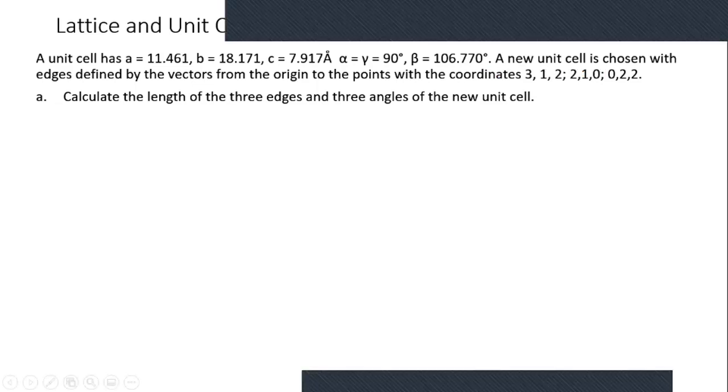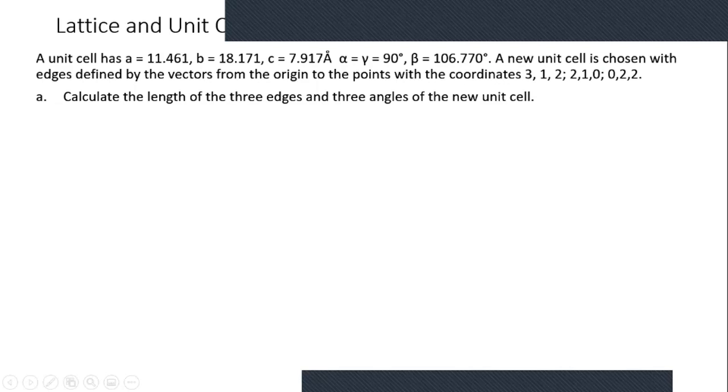So here we have a lattice and unit cell example. We have a unit cell with the following lattice parameters. A new unit cell is chosen with the edges defined by the vectors from the origin to the coordinates 312, 210, 022. And we want to calculate the length of the 3 edges and the 3 angles of the new unit cell.